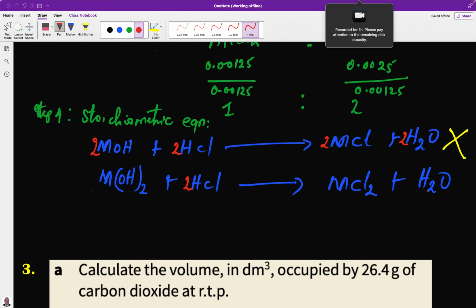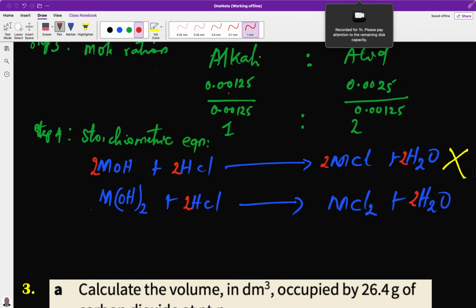Oxygen is 2, yes, but water is 2. Hydrogen here is 2, but there are 4 hydrogen here. There's 2 hydrogen here and 2 hydrogen here, so we need to put a 2 there. MCl2 is okay, 2HCl is okay, M here is 1, and M here is 1. This equation is right. Let's look at the ratio.